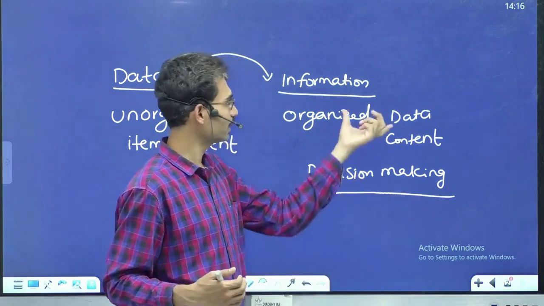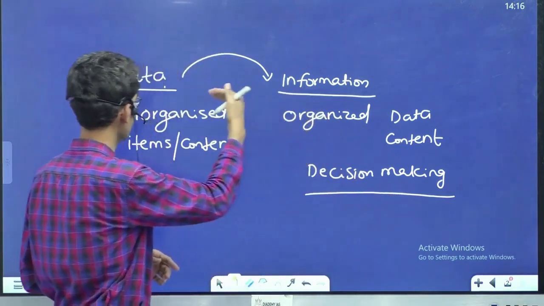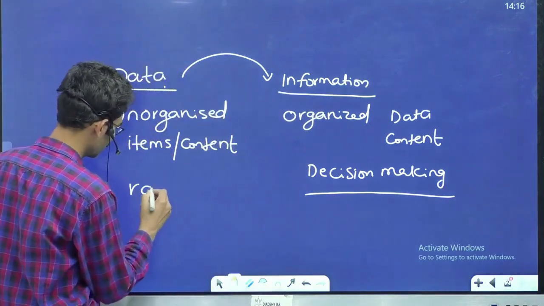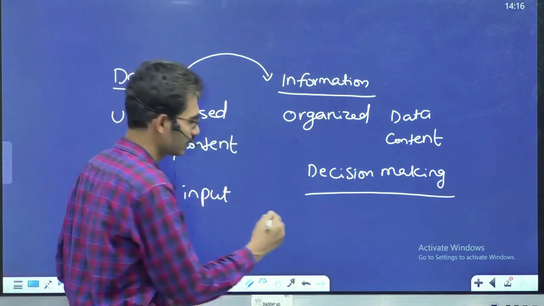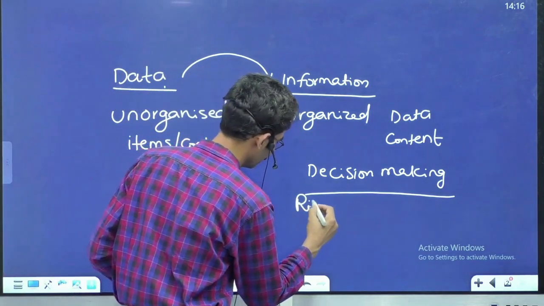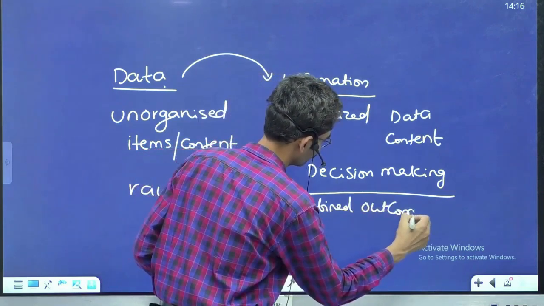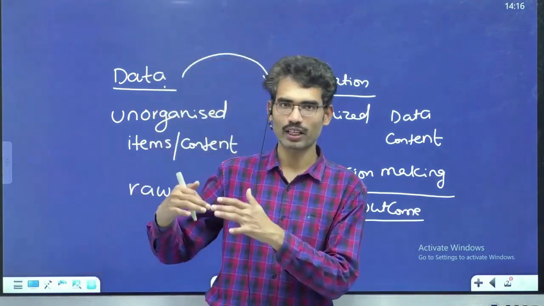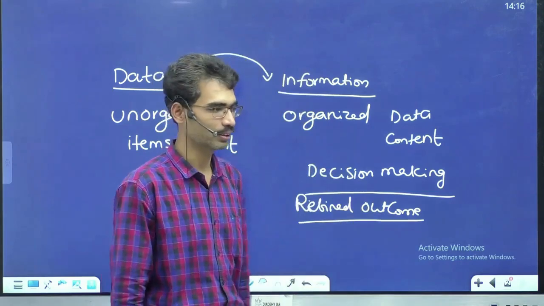For that decision making, information is required. But that information comes from the raw data. So this is the raw input, you can say. This is the refined outcome, so that you make fewer mistakes and take proper decisions for the benefit of larger sections of the people.